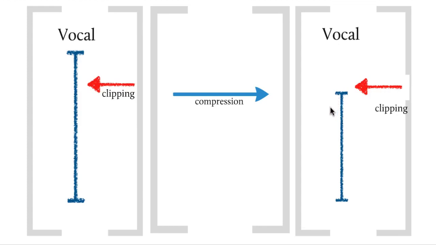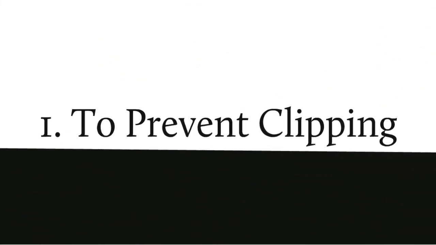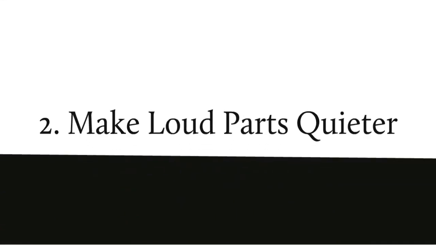Dynamic range is another word for volume, and we're making this have a lower difference in volume from the loudest to the quietest part, but now it's not clipping, which is a really good thing. Okay, so the first thing we talked about is it prevents clipping. The second thing you can use compression for is to make loud parts quieter.